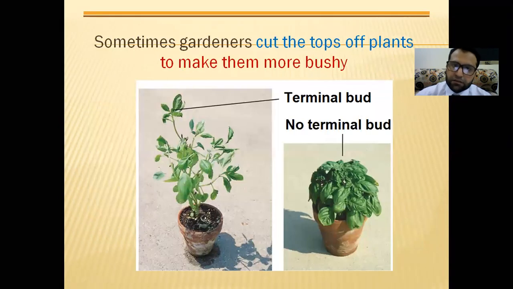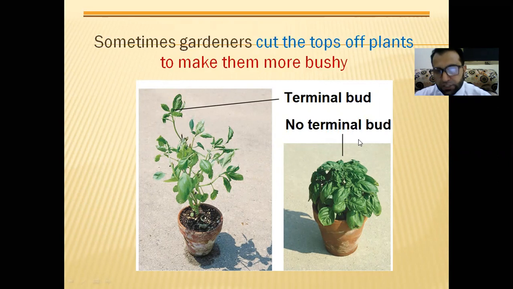Sometimes a gardener cuts the tops of plants to make them more bushy. Terminal bud. So, no terminal bud. Here in this case there is a terminal bud, because of which auxin is produced and that is making the stem tall. But in this case, there is no terminal bud. So because of that, it is more branched.